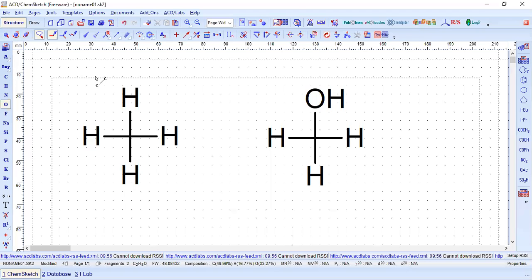The methane and methyl alcohol, both molecules are having covalent bonds. There is no pi bond in this. Covalent bond means sigma electrons, these two also sigma electrons, these two also sigma electrons. You see here, sigma, sigma, sigma. This is a covalent bonding electron, which we are indicating with sigma.